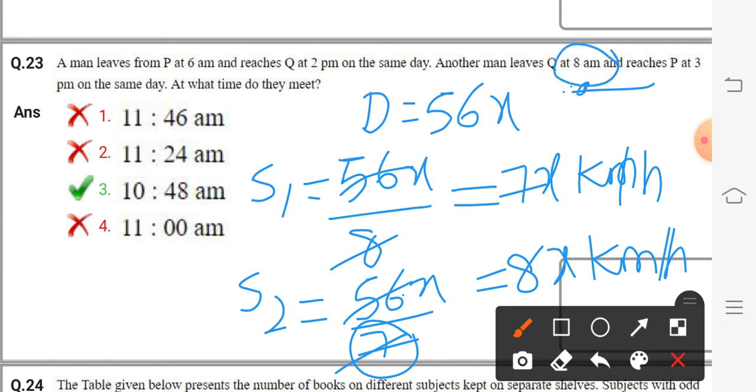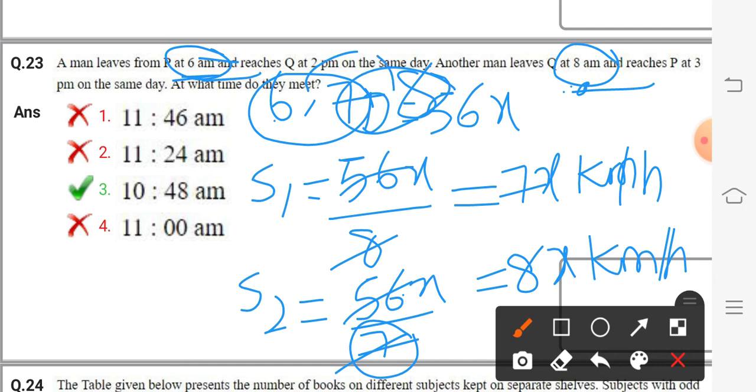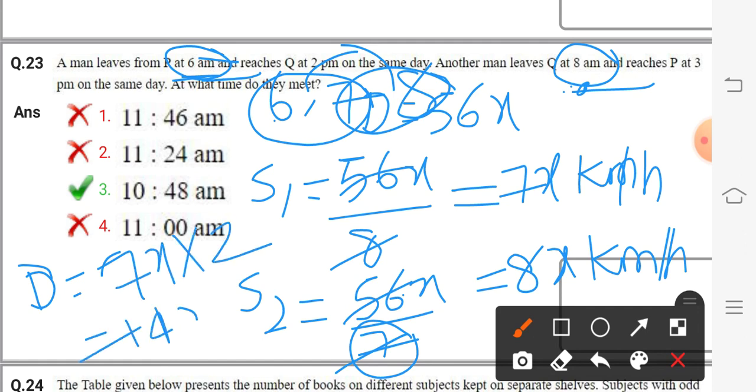Second person started at 8 a.m. but he started at 6 a.m. So we remove the distance we travelled in the first 2 hours. 6, 7, 8. From 6 to 7 and 7 to 8, we remove this 2 hours distance. So first person travelled distance in the 2 hours is equal to speed times time. Speed is 7x into 2 hours, so 14x. 14x kilometers he completed in 2 hours.